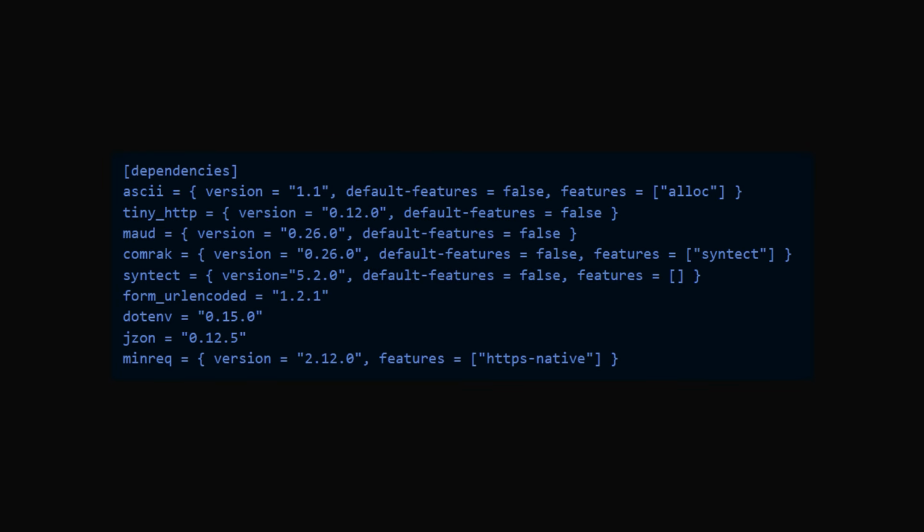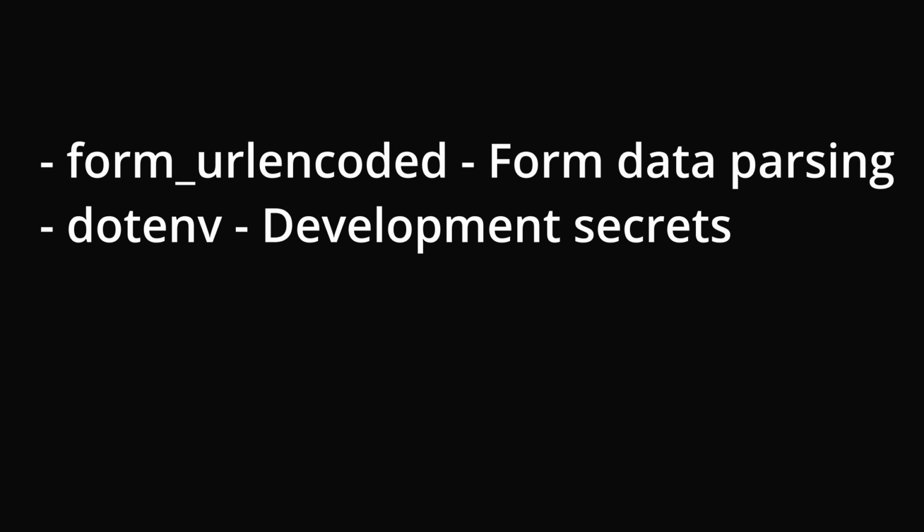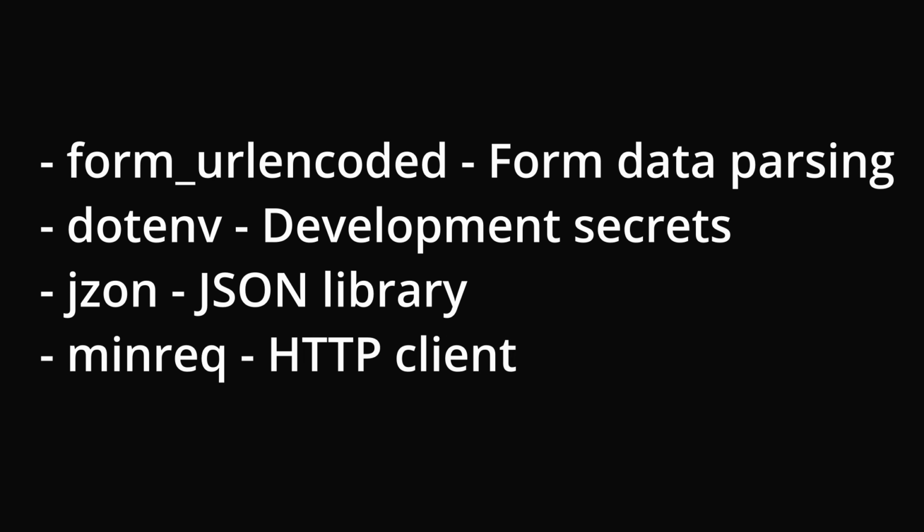During the process of developing this feature, I kept my idea of limited dependencies in mind. I've added a total of 4 dependencies this time around for a few purposes. Form URL encoded, which I use to parse the form data submitted by the browser. .env for handling secrets in my development environment via a .env file. JSON, a JSON library which I use for formatting data for webhooks. And minreq, which is used to send HTTP post requests to handle webhooks.